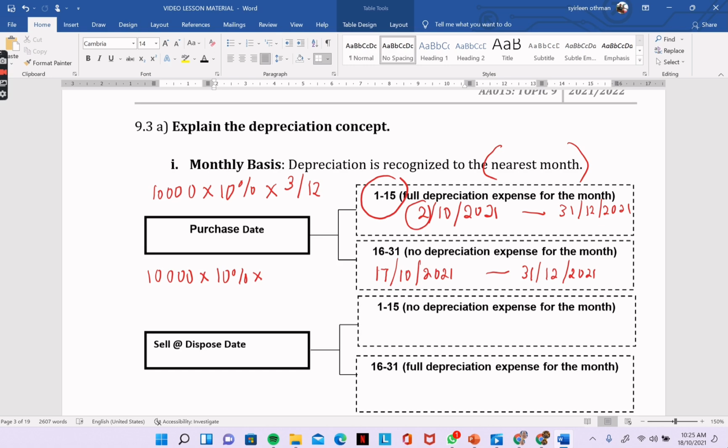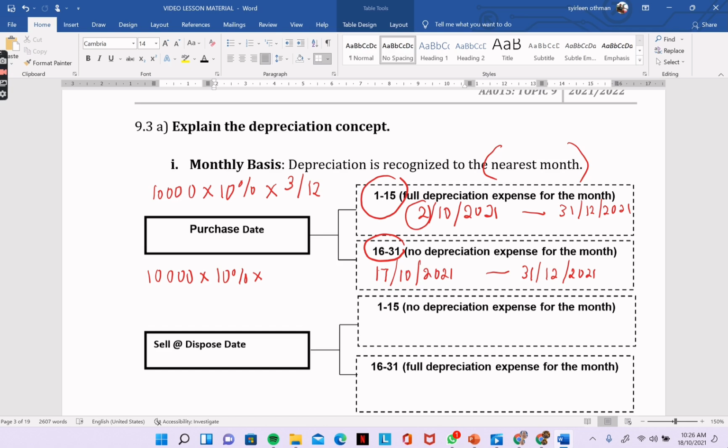Okay, and then how many months? So we bought the asset on the 17th, which is within this range of date. So bila dia berada di antara 16 hingga 31, okay, so we won't include that particular month to be calculated as the depreciation expense. So bila saya nak kira depreciation expense for this particular asset, October won't be included. So kita cuma akan kira November and December. October won't be included because you bought the asset throughout the second part of the month, which is towards the end of the month.